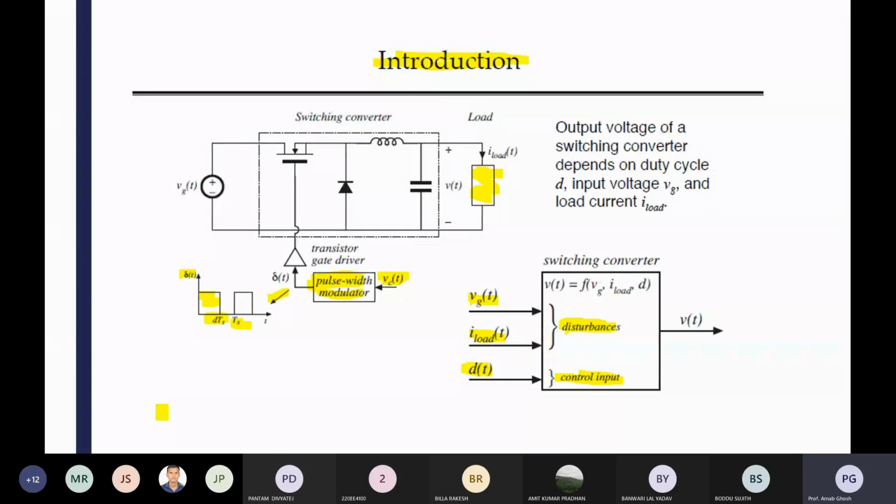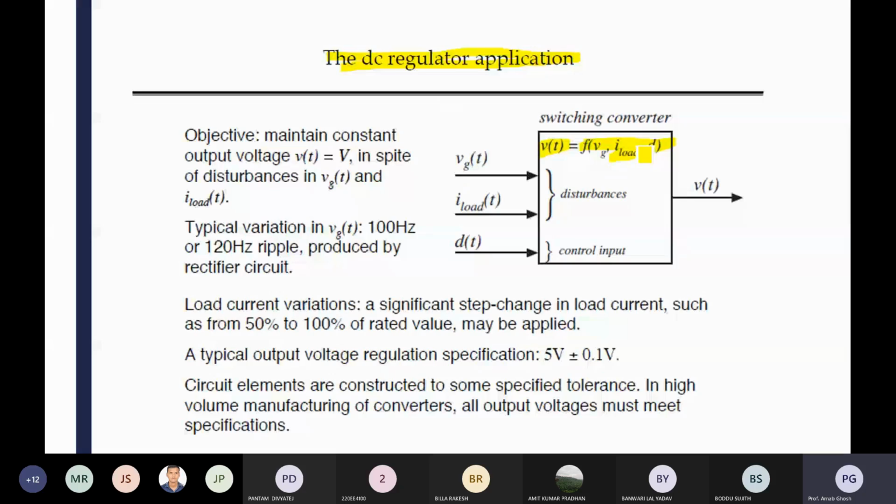Then DC regulation operation, where I told you about parametric uncertainty, in my last class. You can see that your output voltage is a function of your input voltage, load current and duty ratio. So you are providing disturbances to your input side, sometimes to your output side. Input regulation means input voltage regulation, and then output voltage regulation; you are going to check the regulation.